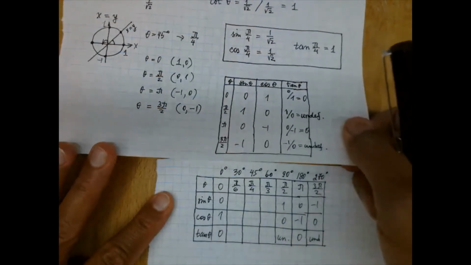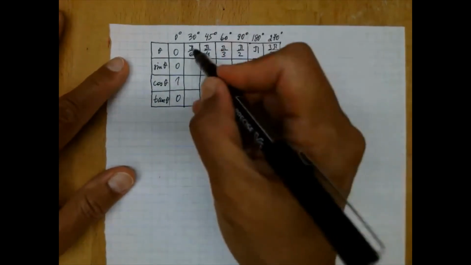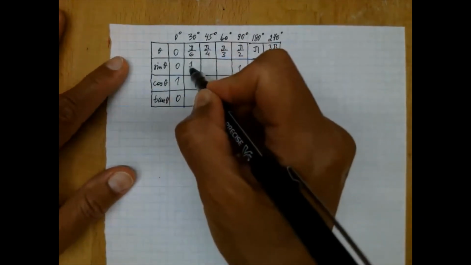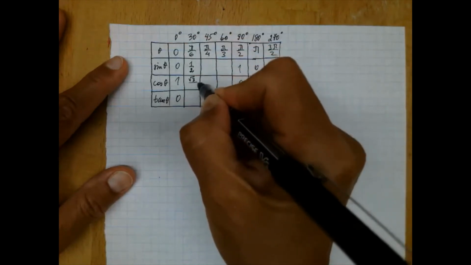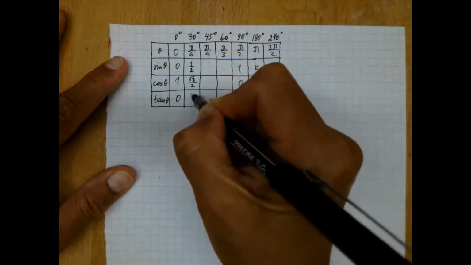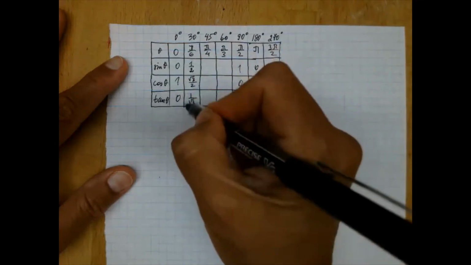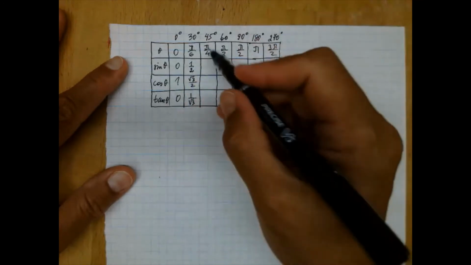For this one, I'm going to use the values we calculated before, right? For pi over 6, if you go back, sine is 1/2. For cosine, square root of 3 over 2. And for tangent, 1 over square root of 3. That's what we did with the triangle of 30 degrees, right?